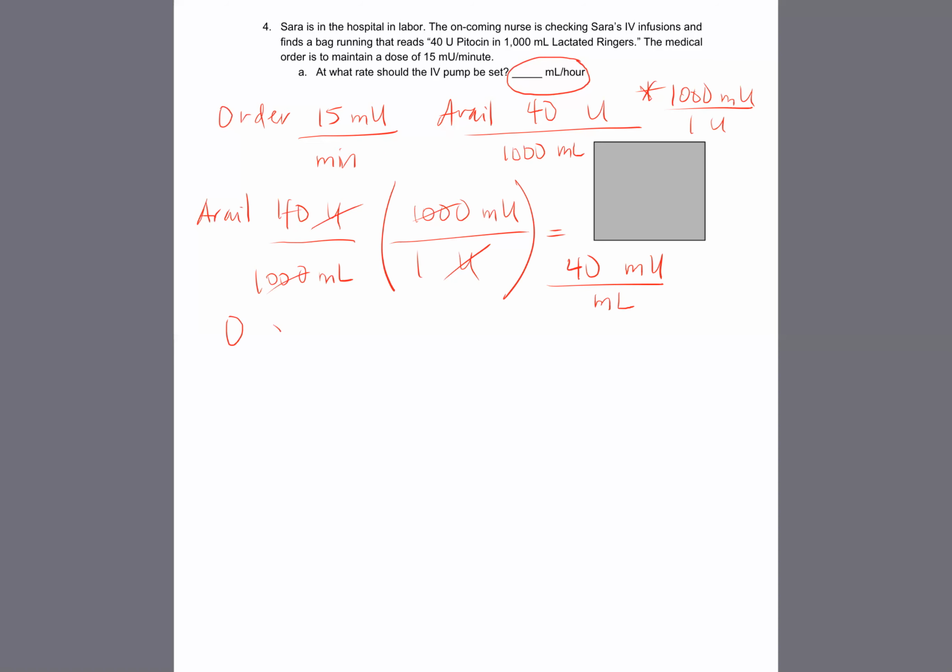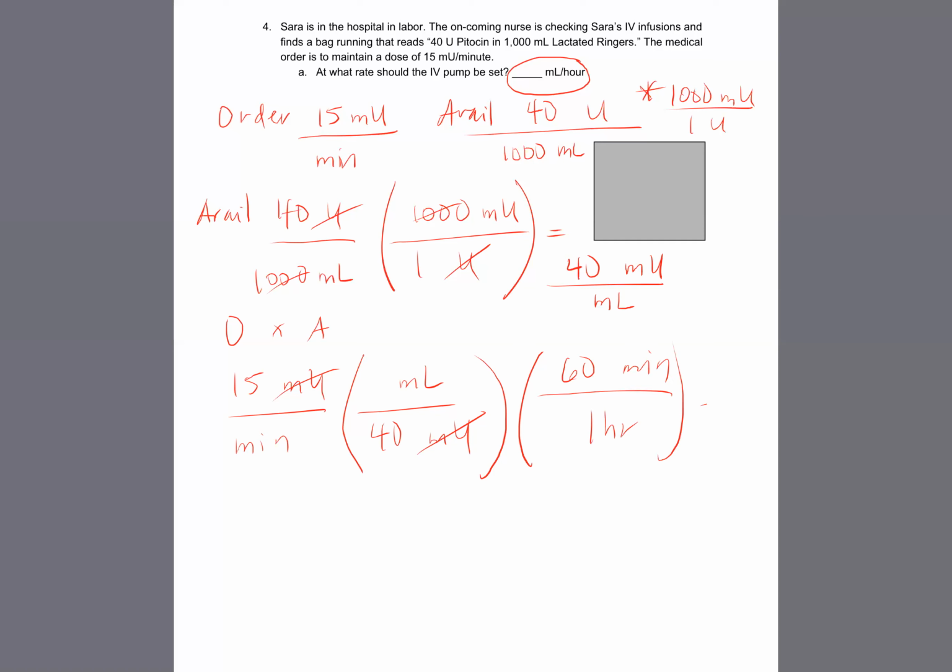When you do order times availability, 15 milliunits per minute, 40 milliunits in the denominator, so milliunits cancel, mLs in the numerator. Remember that there's 60 minutes in 1 hour. So doing all the math, 15 times 60 divided by 40 is 22.5 mLs per hour.